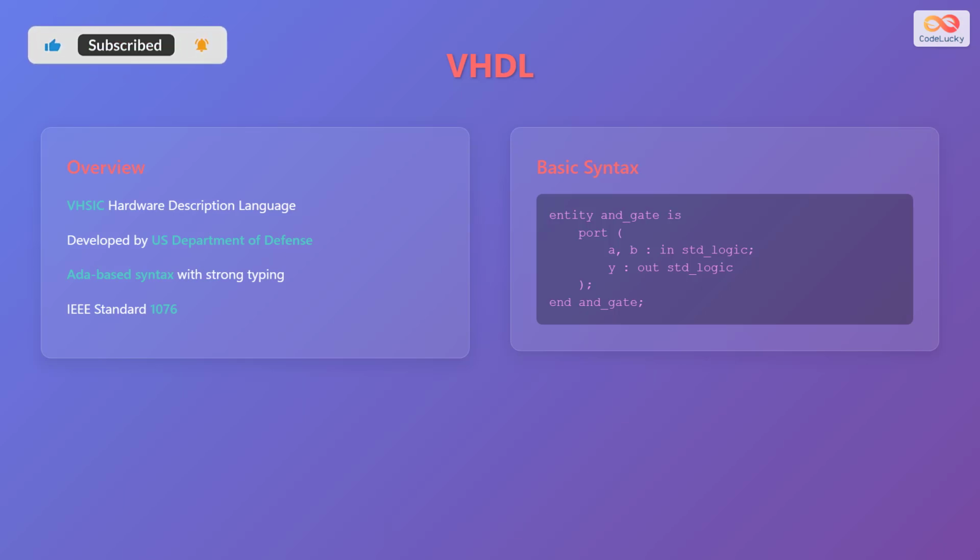Here's a look at some basic VHDL syntax, including the entity and gate is. Then we have the port, A, B in std_logic, and Y out std_logic. Finally, the AND gate is ended.